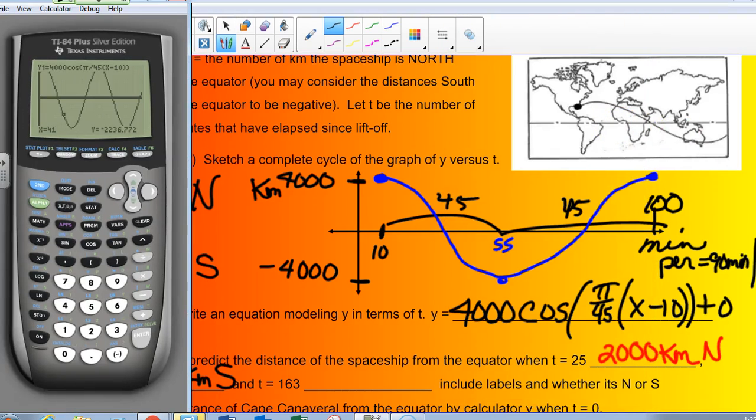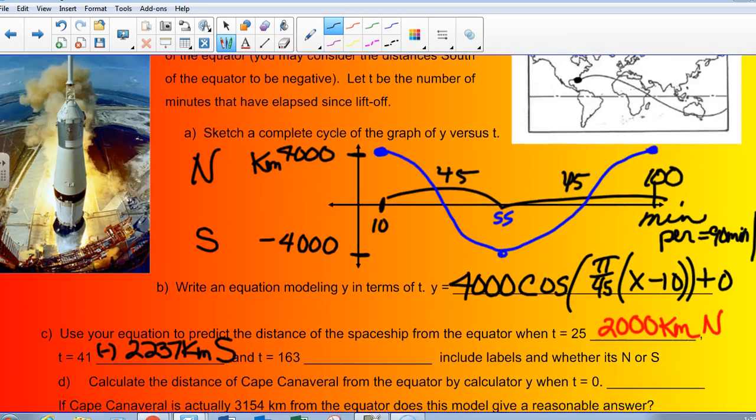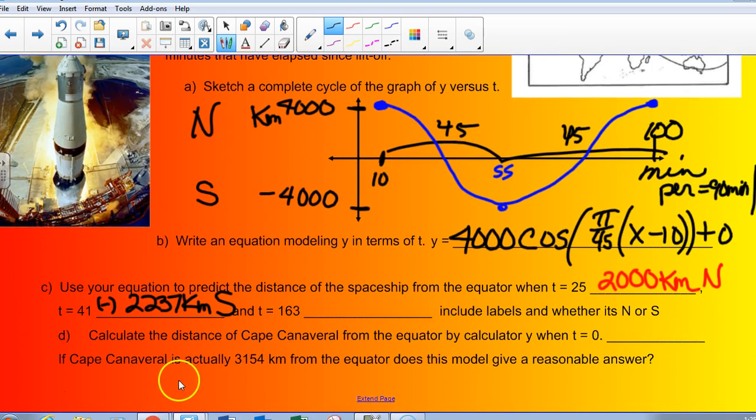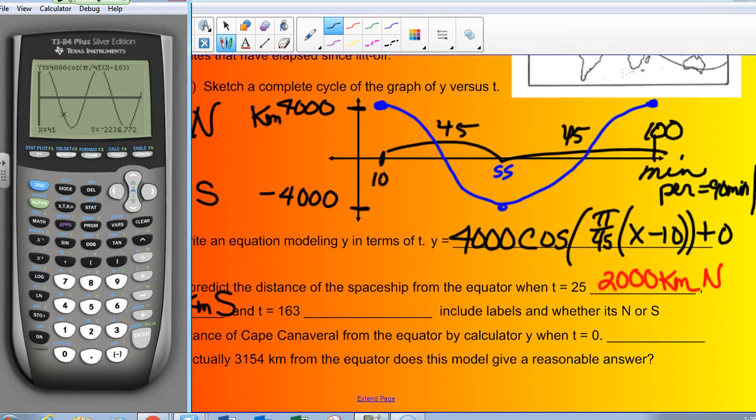All right. If we use our equation to predict how far Cape Canaveral is north of the equator, what do we get? So when the rocket was launched at time 0, we get 3,064 kilometers north.